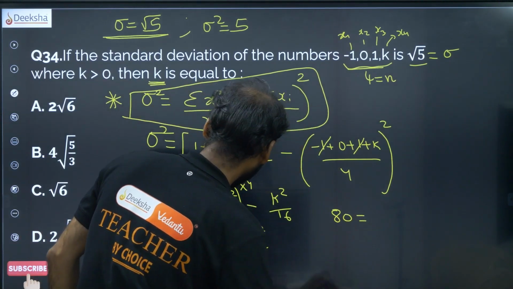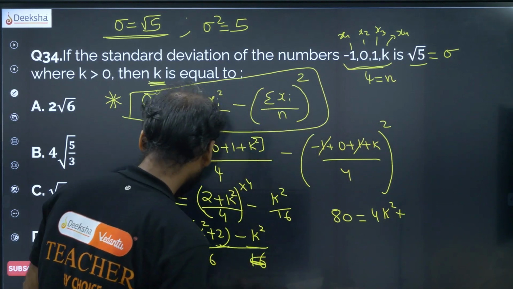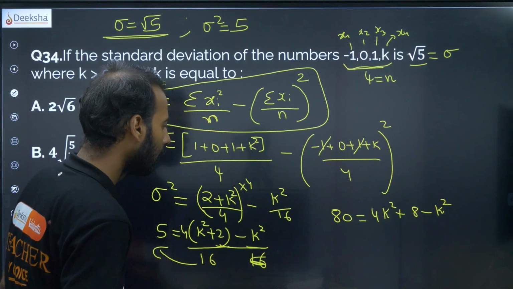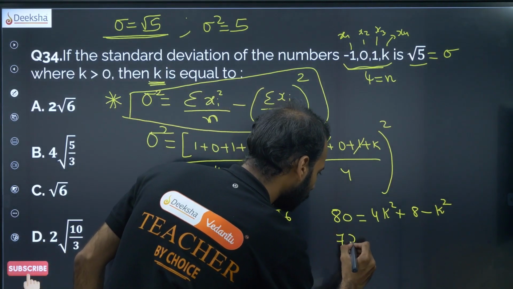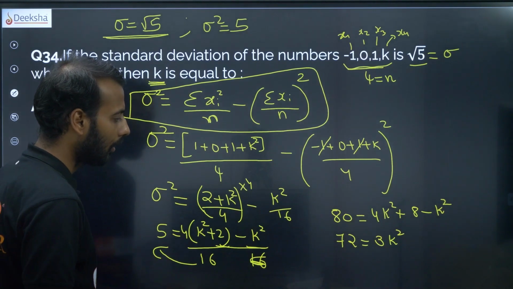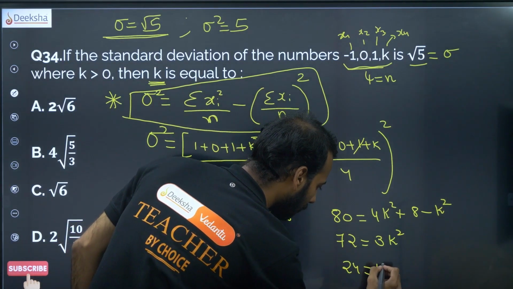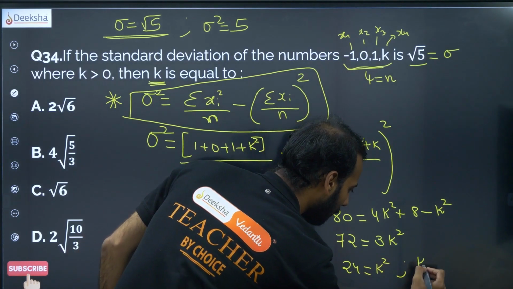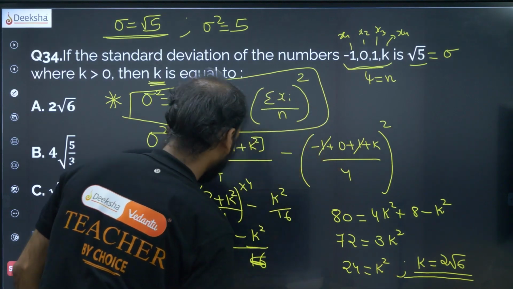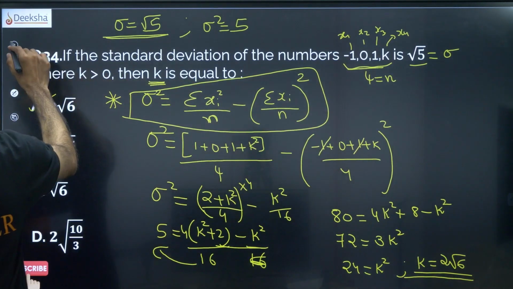80 is equal to 4k square plus 2 4s are 8, minus k square. So 72 is equal to 3k square. 72 by 3, so 24 is equal to k square. That means k is equal to 2 root 6. Which is the answer? A is the answer. Moving on to next question.